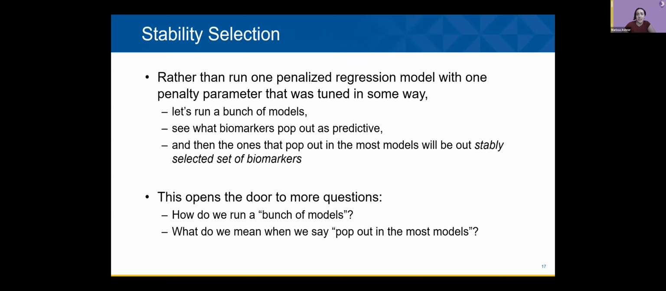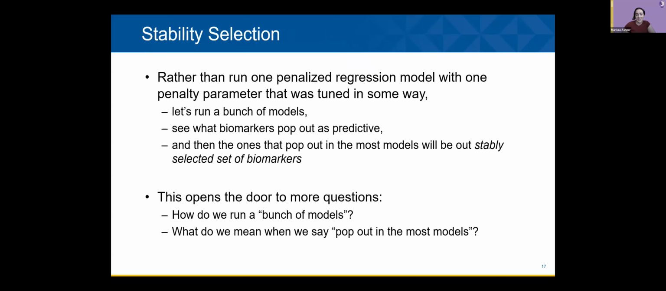And our solution here is stability selection. Rather than running one penalized regression model with one penalty parameter that was tuned in some way, we're going to run a bunch of models, see what biomarkers pop out as predictive, and then take the ones that pop out in the most models, and that will be our stably selected set of biomarkers.